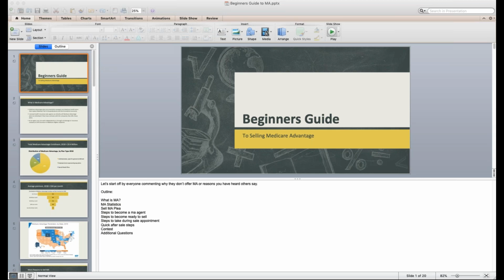This is one of my favorite maps. I found this when I first started looking at Medicare Advantage and where it's dominantly sold. This is the new one for 2018. And why I really like this map is when I talk to an agent who's in Florida, I know that, hey, if you're not selling Medicare Advantage, you're missing the boat.